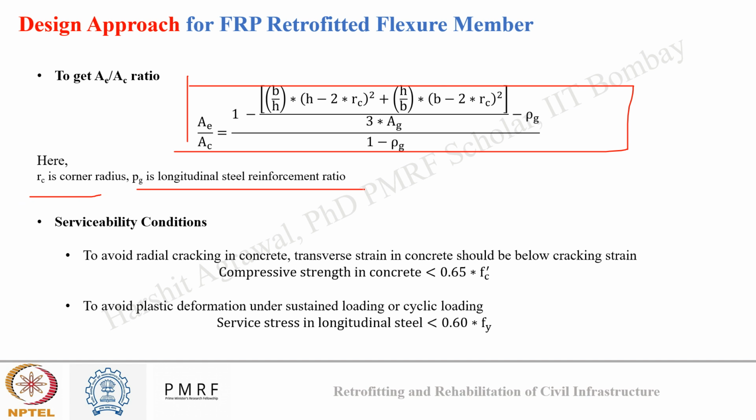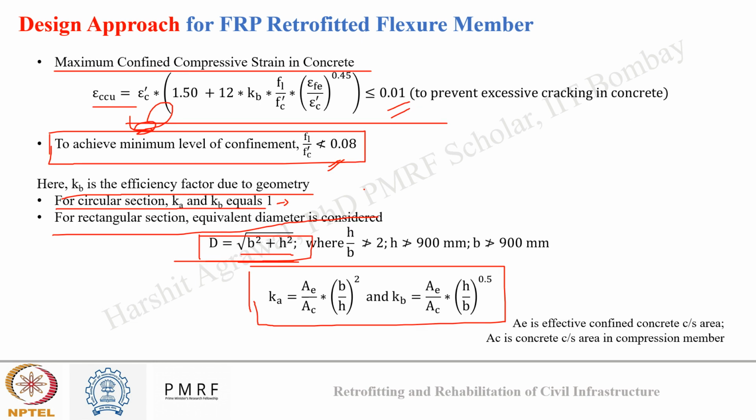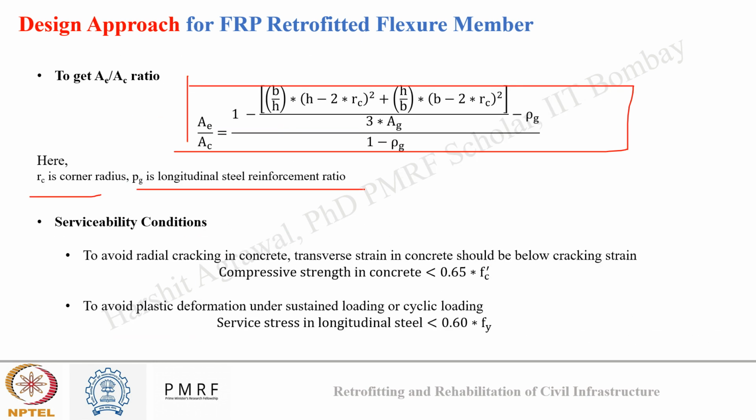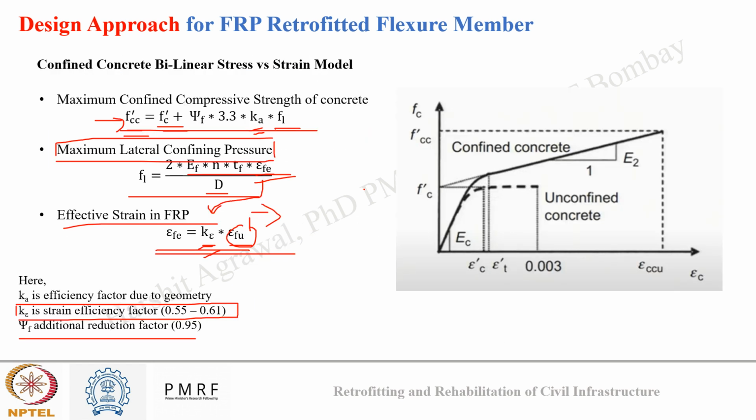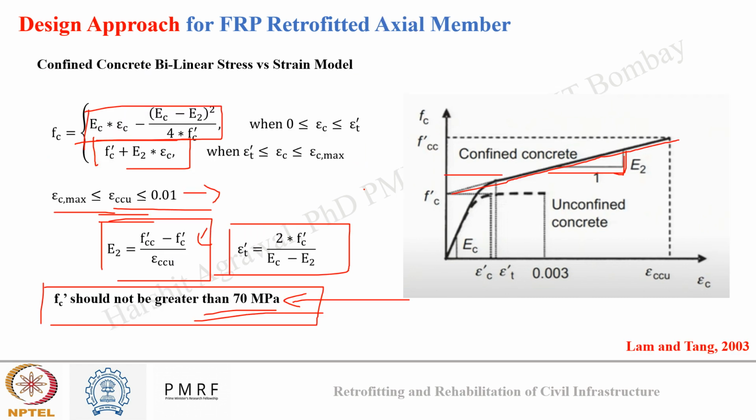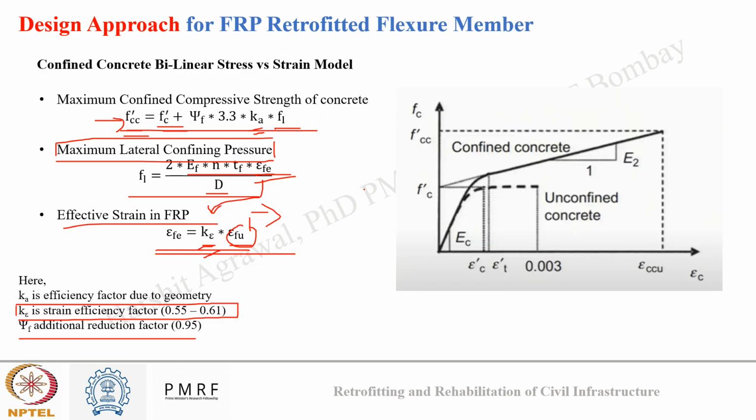So practically, when you are solving a question, you need to remember some of these relationships. Each relationship has been developed so that all the factors that can affect the flexural strengthening due to FRP can be taken into account properly. So we need to determine Ae by Ac first. From that, we can determine the efficiency factor due to geometry. Once we know the efficiency factor, we can determine the epsilon CCU value and the FCC dash value. And once we know these values, we can determine whether the axial member is properly retrofitted or not.